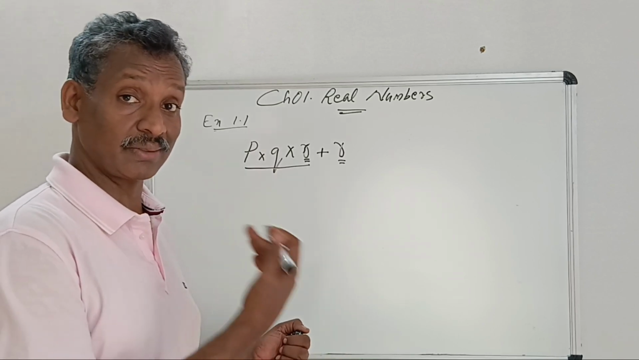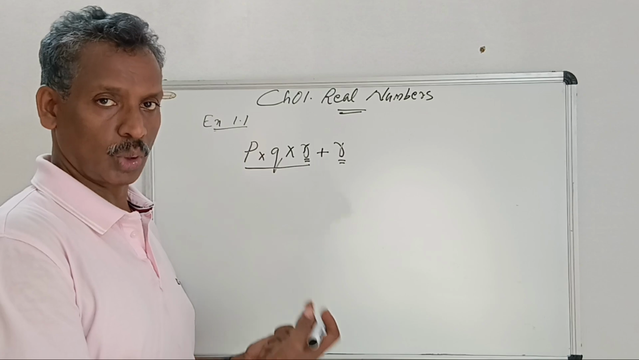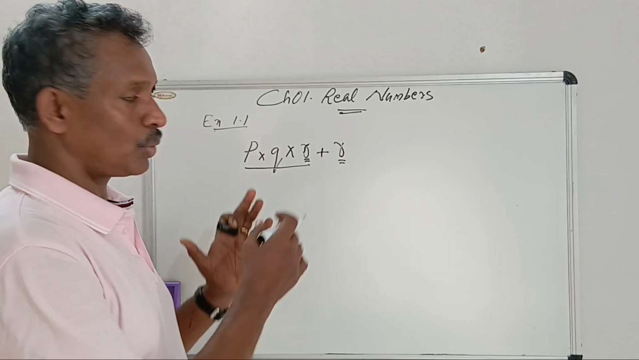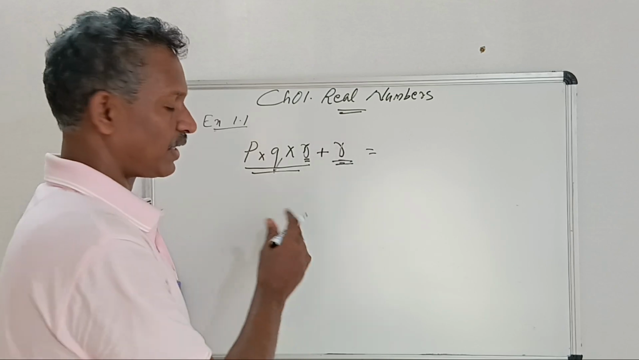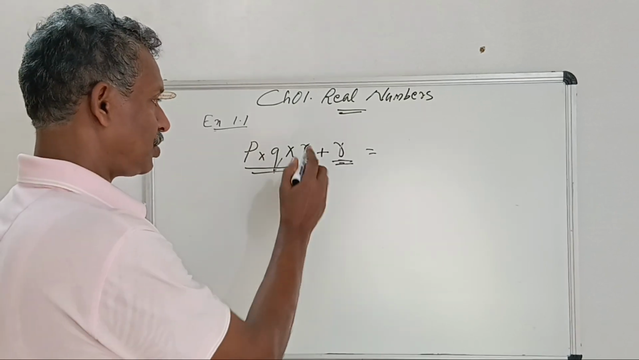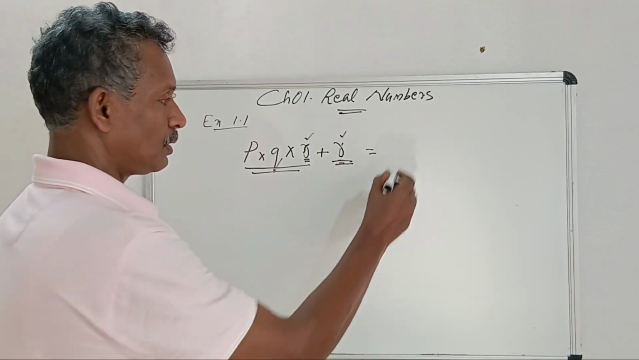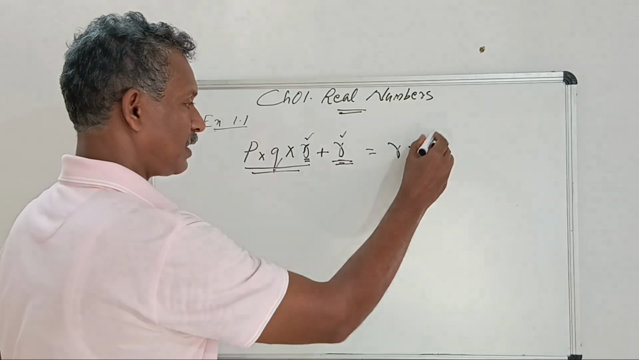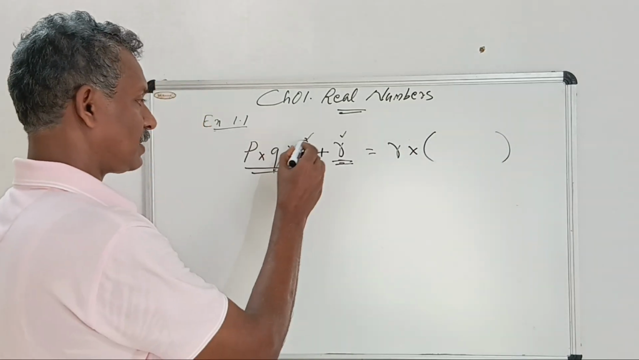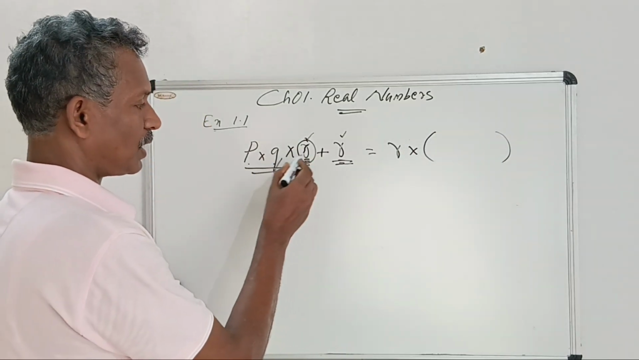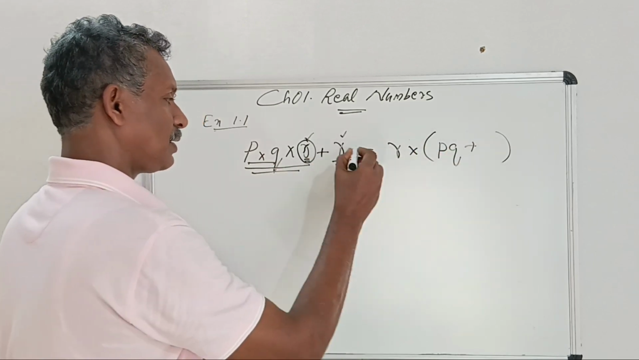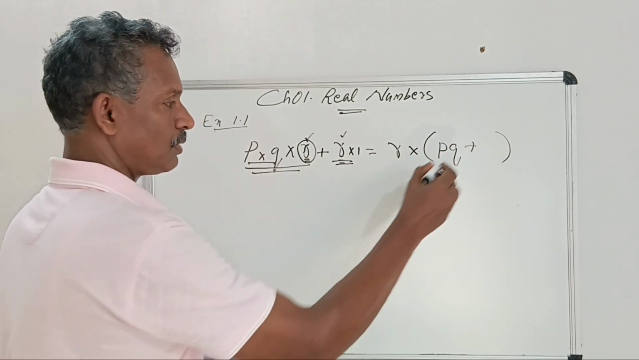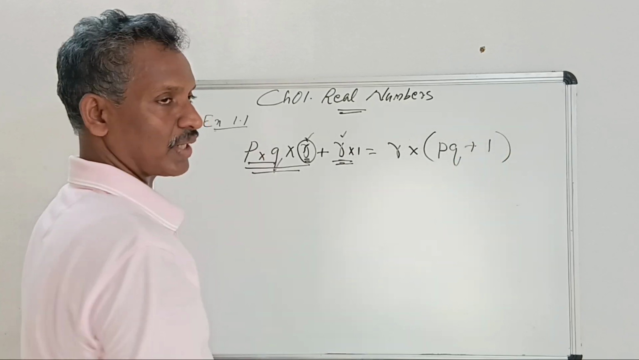By taking an example you can explain, or you can do it like this. Treat these two as two different terms and take common. What is common to both? R is common, multiplied, what is left out? When R is taken common from PQR, PQ is remaining, plus here the R symbol means R into 1, so R is taken common, so 1.